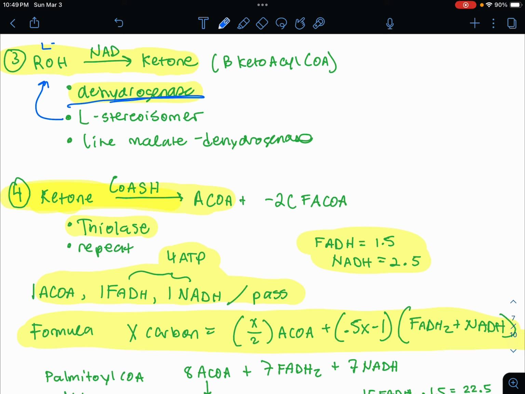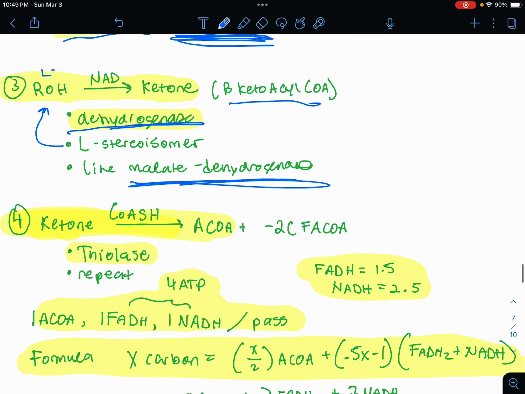And then again, dehydrogenase, we get this ketone known as a ketoacyl-CoA. This is the product of step 3. So we went from an alcohol to a ketone. And this is similar to the malate dehydrogenase reaction of the citric acid cycle. It's very similar to the malate dehydrogenase enzyme. Okay, we also get NADH here too.